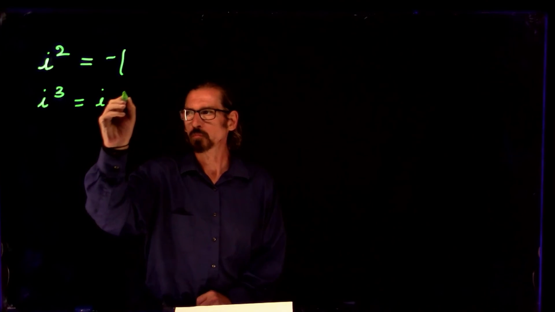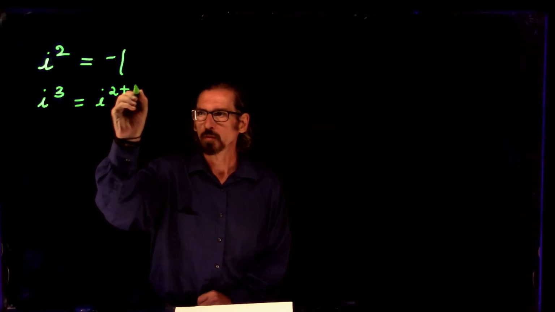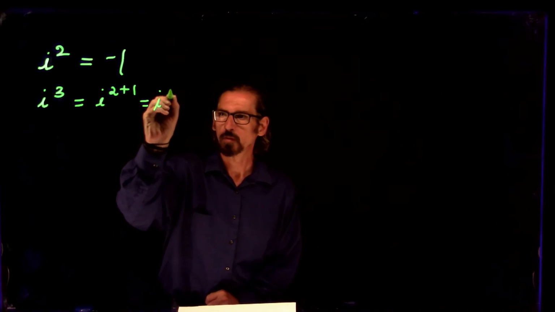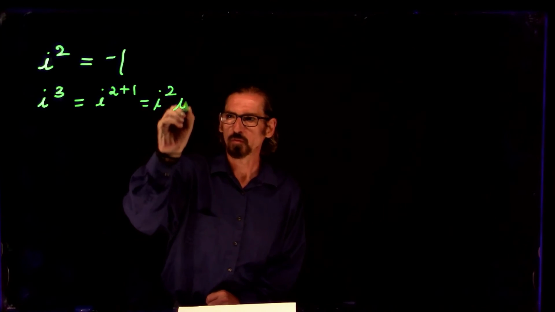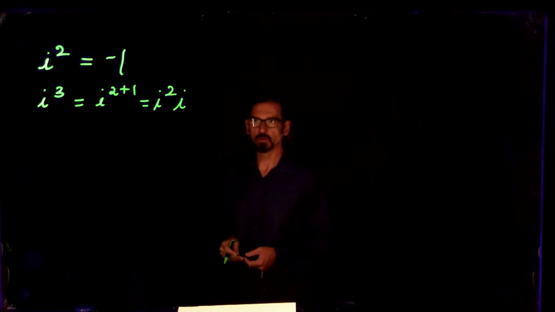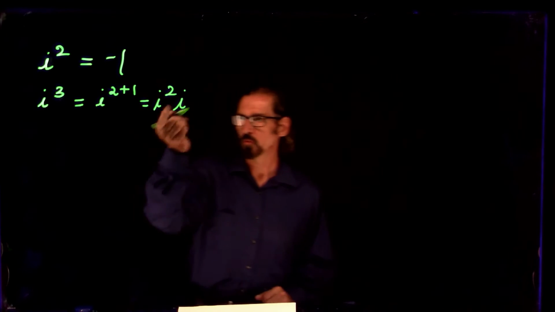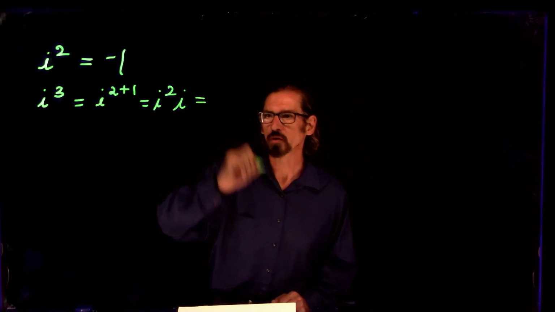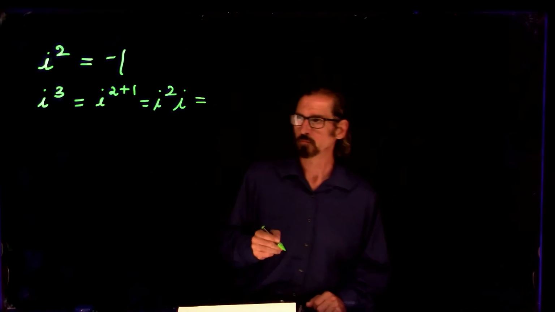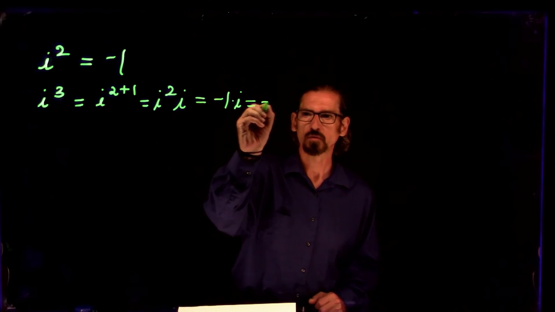well, cubing i, that's the same as multiplying i squared times i to the first, which is i. And we've already said that i squared is -1. So -1 times i, or just -i.